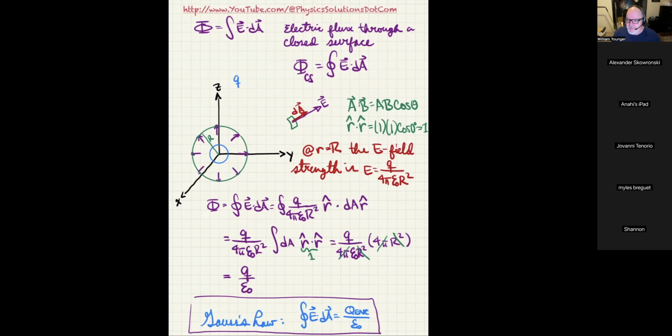The right-hand side is where we're going to have difficulties doing integrations, because sometimes the Q will be the integral of lambda dl, or the integral of sigma dA, or the integral of rho dV. So that's how we're going to work it. Let me go ahead and show you an example.